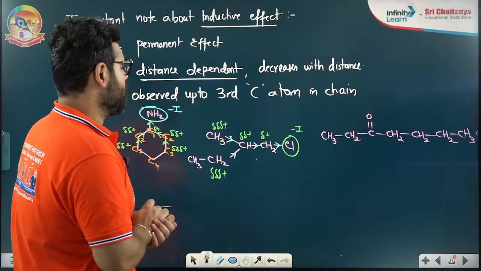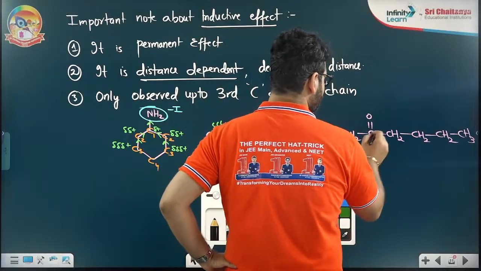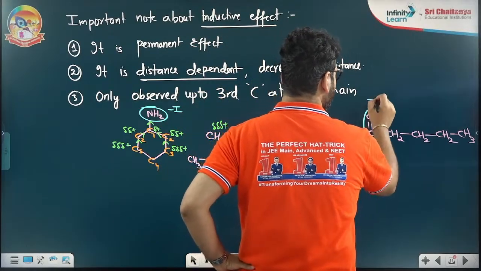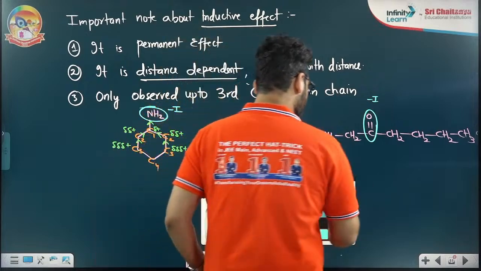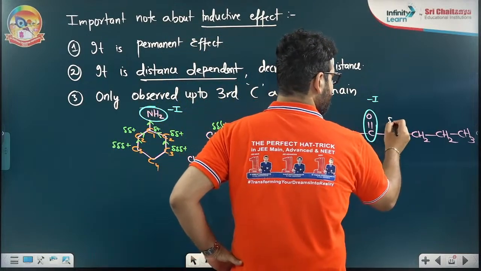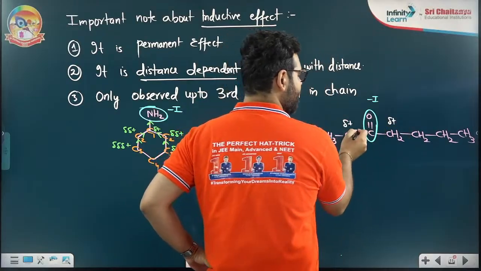Okay, beta. Next one. It will start from this ketone group, beta. Ketone is the functional group, which is a -I group. So it will pull from both sides. So this is carbon number 1, partial positive. This is also carbon number 1, partial positive. Both sides it will pull from.